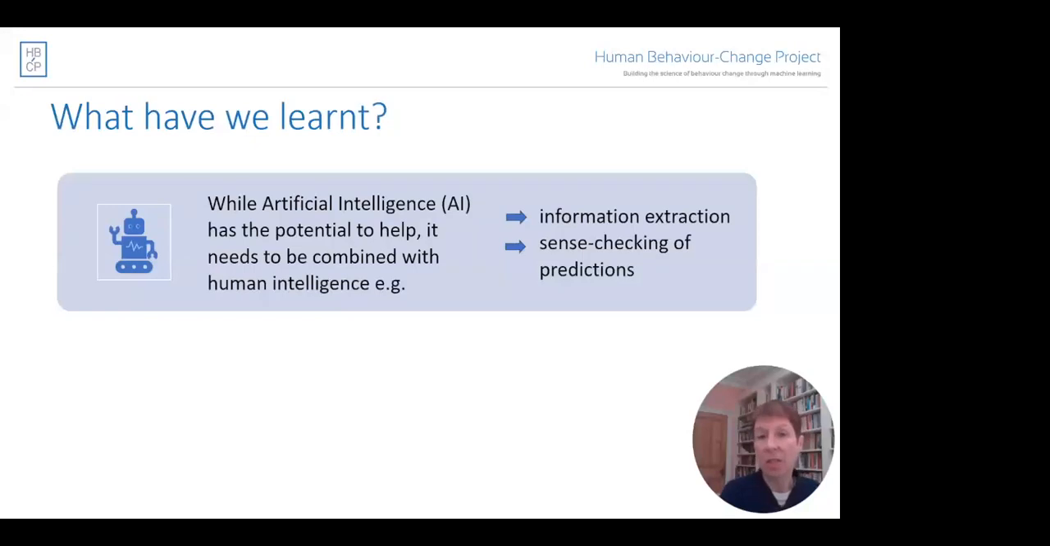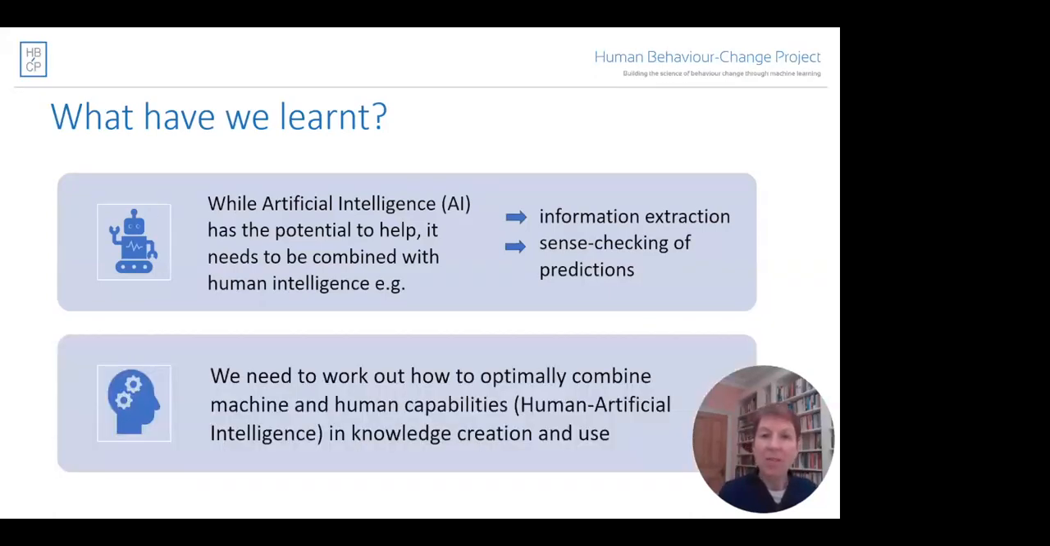So what have we learned during the 6 years of the Human Behaviour Change Project? One of the key things we've learned is that while artificial intelligence has the potential to help enormously, it needs to be combined with human intelligence. For example, we found out in terms of information extraction and in terms of sense checking of our outcome predictions. And we need to work out how to optimally combine machine and human capabilities, which we're calling here human artificial intelligence, in knowledge creation and use.